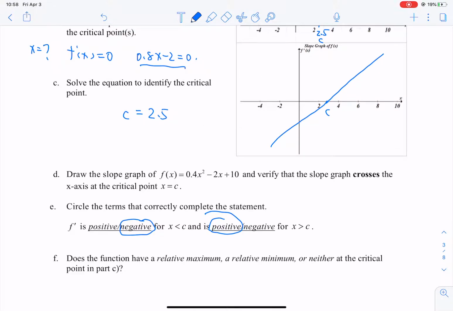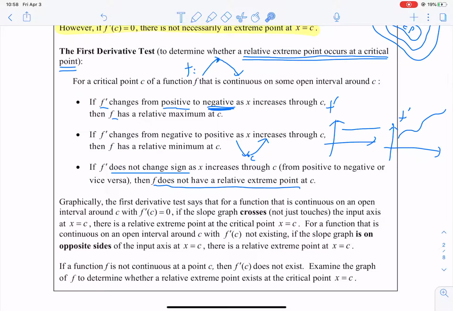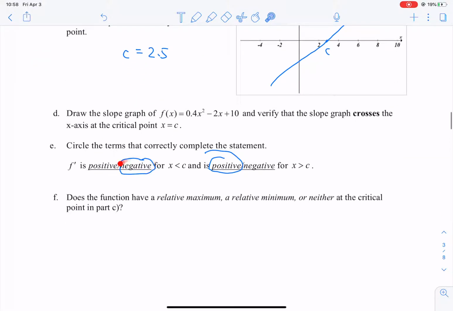So for this one, let's go back to relative maximum and relative minimum. For the relative minimum, if the f prime changes from negative to positive, then it is a minimum. So let's see this one. From negative to positive, so this is a relative minimum point. Relative minimum.